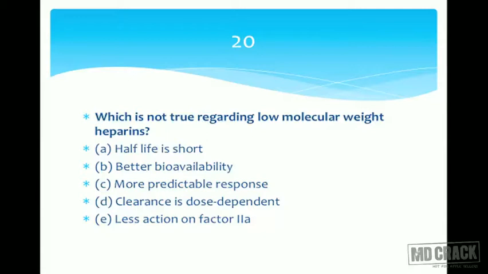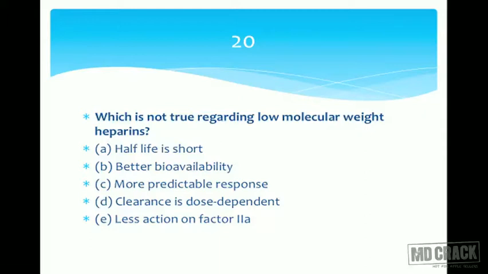Let's start from the last option, less action on factor 2A. That's right. Its more selective action is on factor 10A, so there is less action on factor 2A. This makes a lot of difference. Then D, clearance is dose dependent. Is this good or bad? This is good, so that you don't have to monitor the dosage much. You can just look at the body weight of the patient and adjust the dose. Next, more predictable response. Yes, that's correct. The response is very predictable. You don't have to worry.